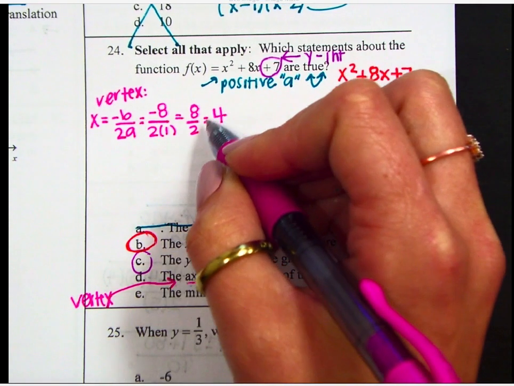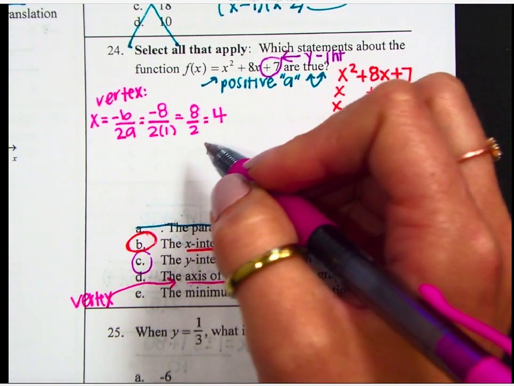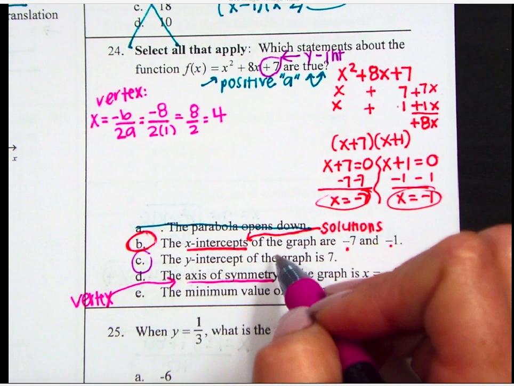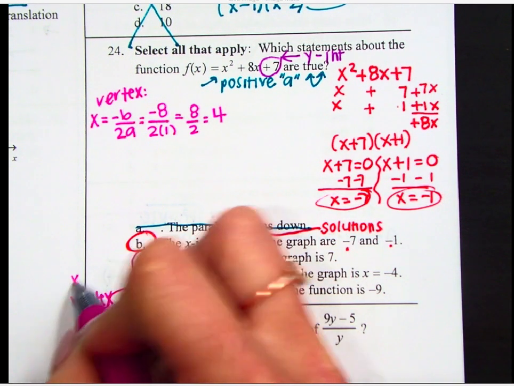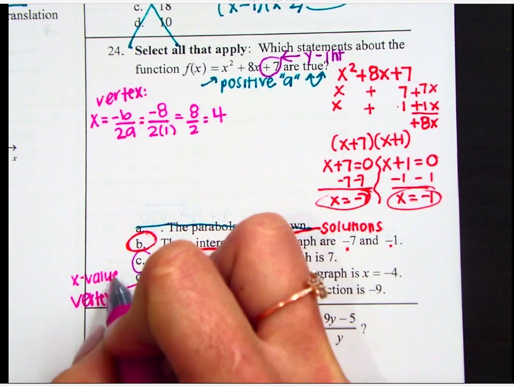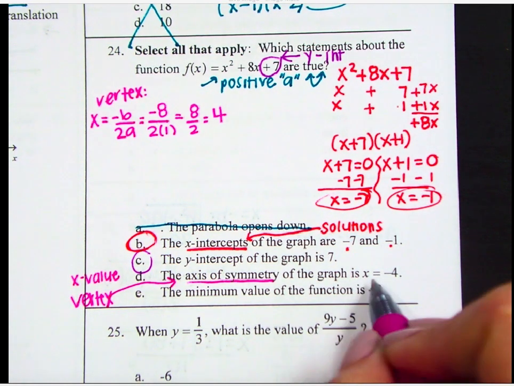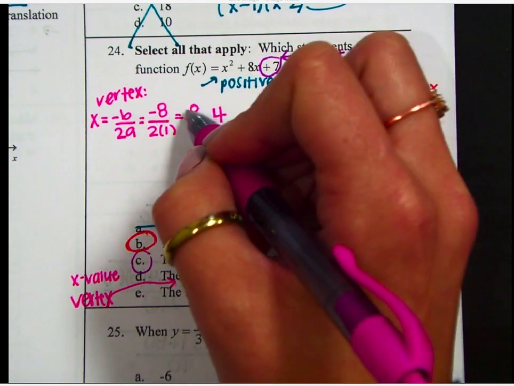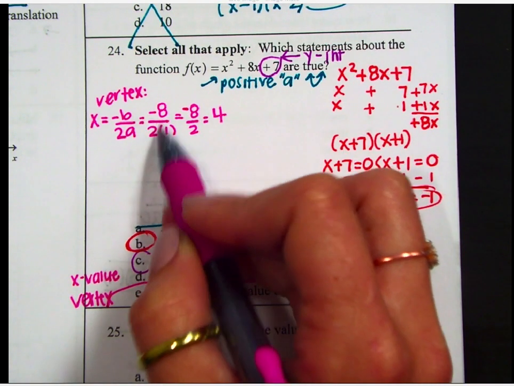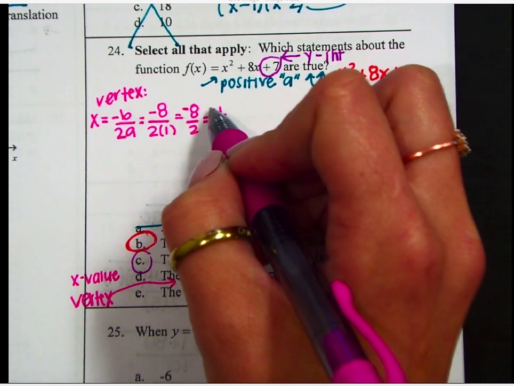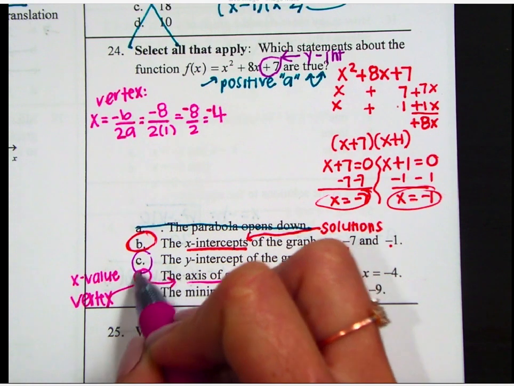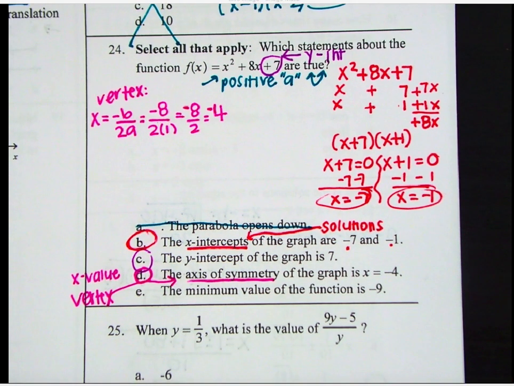Okay, so I know the x value in the vertex is 4, and the axis of symmetry is going to be the x value in the vertex. I guess we can write that in. The x value, right? So that is positive. I'm sorry, I messed up here. Negative 8, right? So negative 8 divided by 2 is negative 4. That's right. So yes, negative 4 is going to be the axis of symmetry.